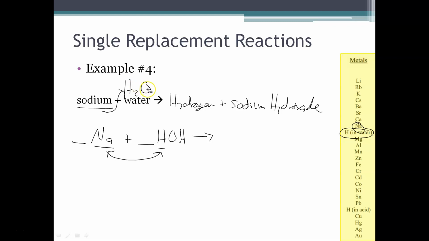You could rewrite water if you wanted to in this situation as hydrogen hydroxide, HOH. Then you could easily see what's going to switch. Hydrogen hydroxide. Sodium and hydrogen switch. You're left with hydrogen by itself coming over here where sodium was, and then sodium coming over here where the hydrogen in water was to make sodium hydroxide. So let's write the formulas and finish this.